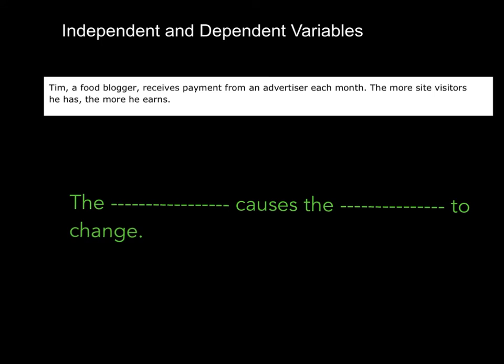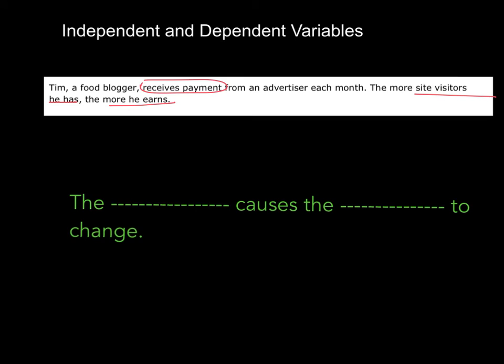Here's another example. Tim, a food blogger, receives payment from an advertiser each month. The more site visitors he has, the more he earns. So again, think, what changes here? What does not stay the same? You would notice that the payment he receives would always change. And what causes that to change? The more site visitors he has, the more he earns.